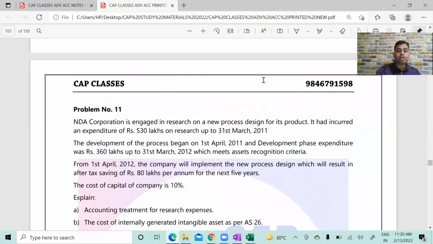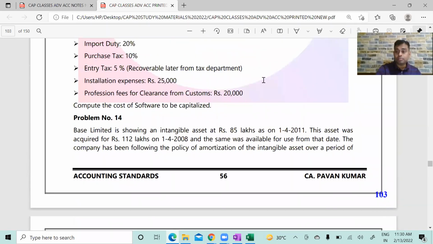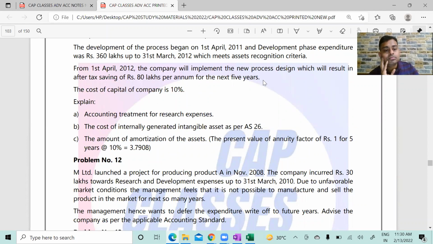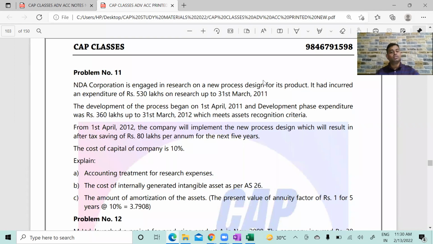Problem number 11, page number 103. So put the heading, problem number 11, under that, point number A. According to AS 26, research cost cannot be recognized as an intangible asset.